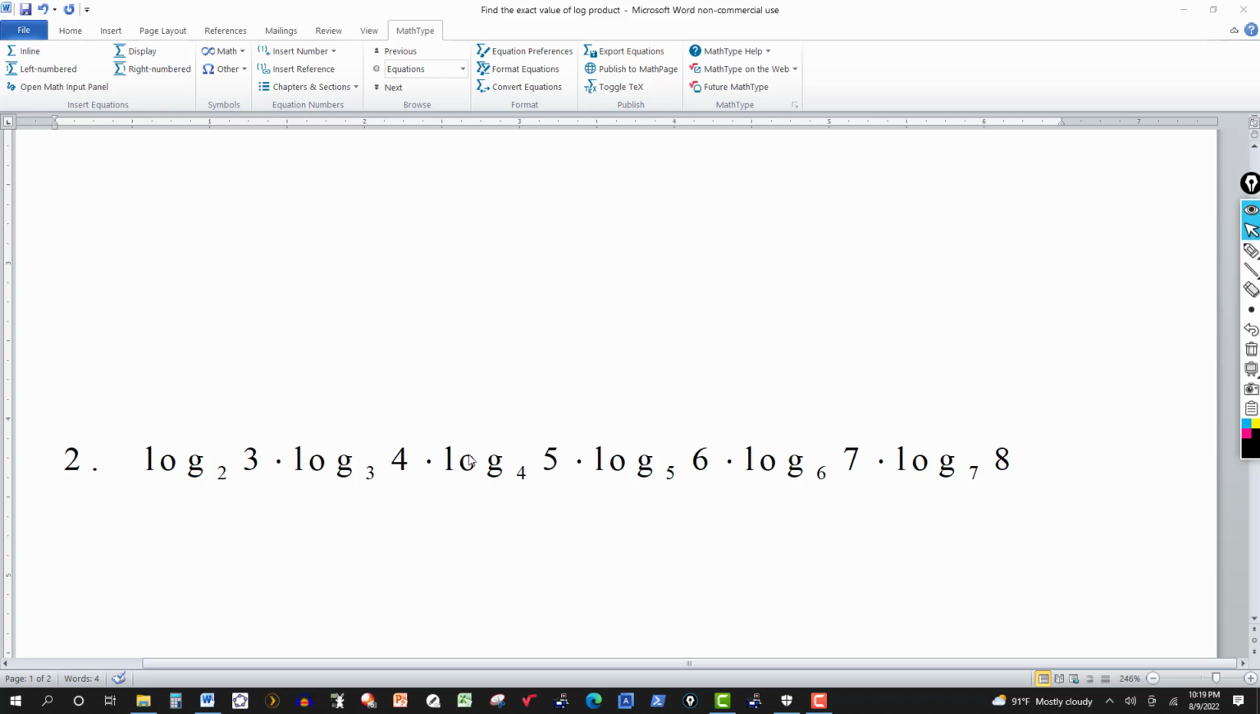And the next one, very similar here. So I'm just going to start this out for you and let you finish it here. I have the log of 3 to base 2, and the log of 4 to base 3, the log of 5 to base 4, log of 6 to base 5, log of 7 to base 6, log of 8 to base 7. So it's going to be similar, except more terms here.